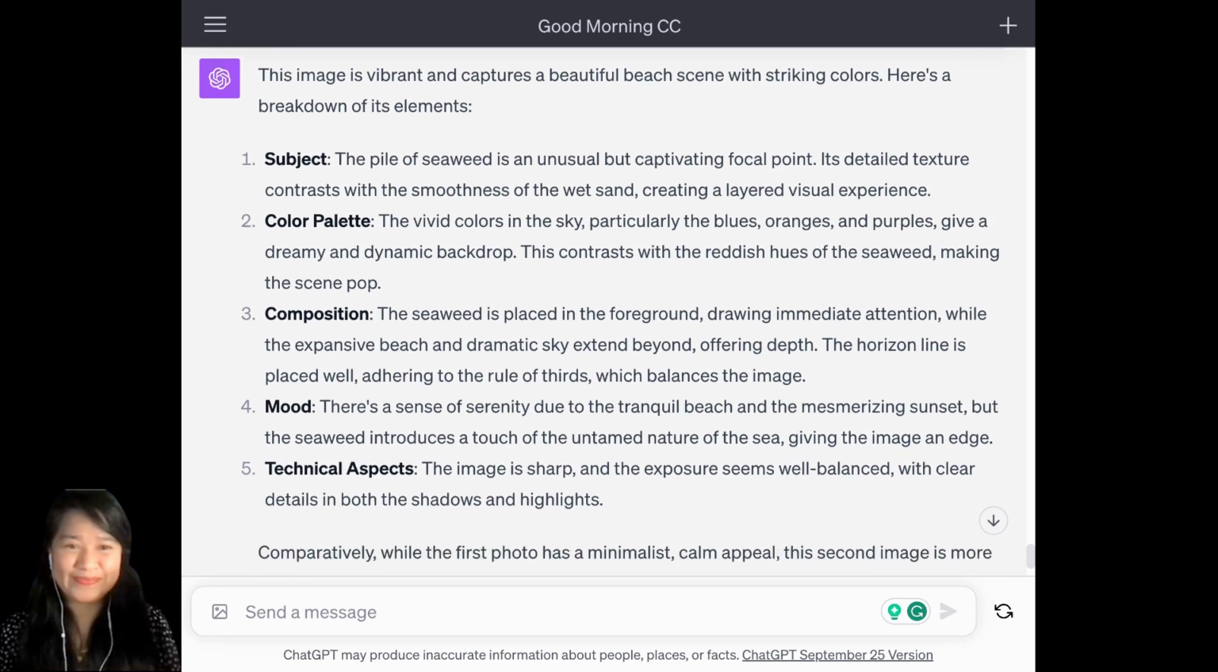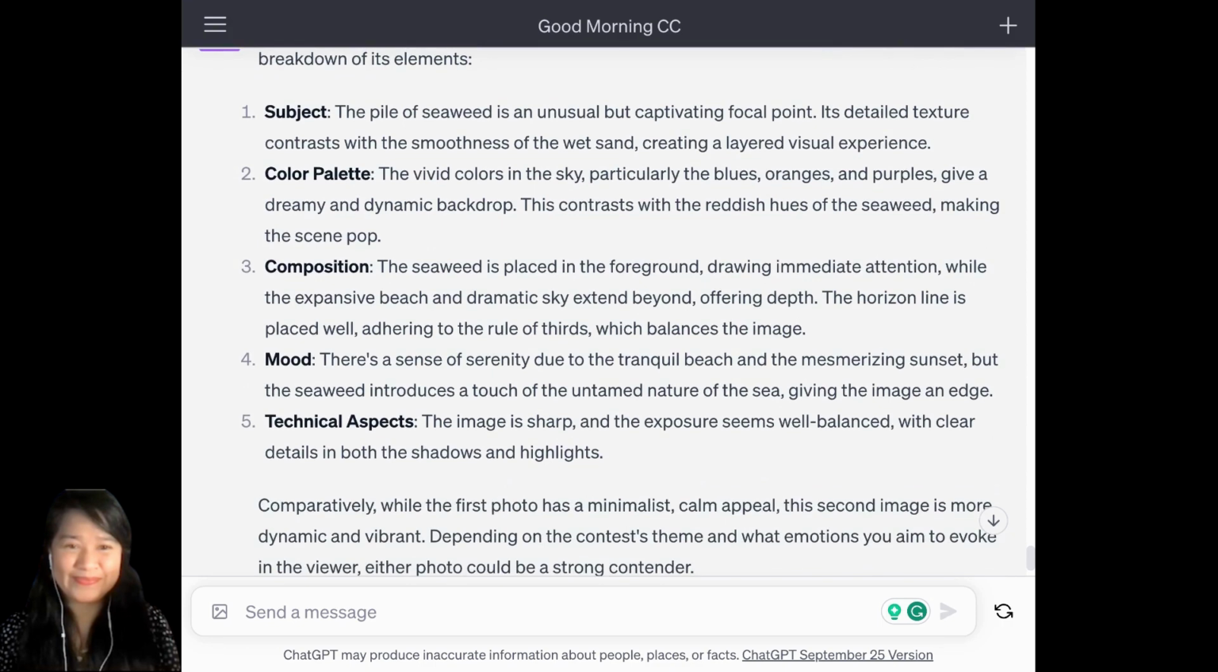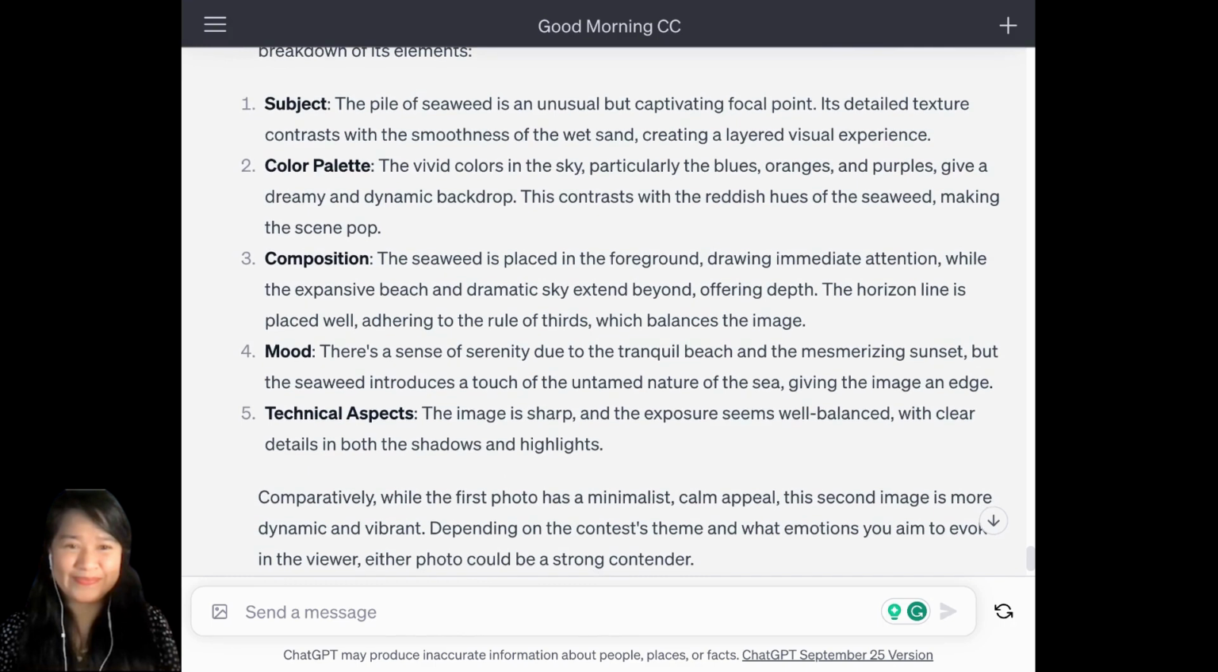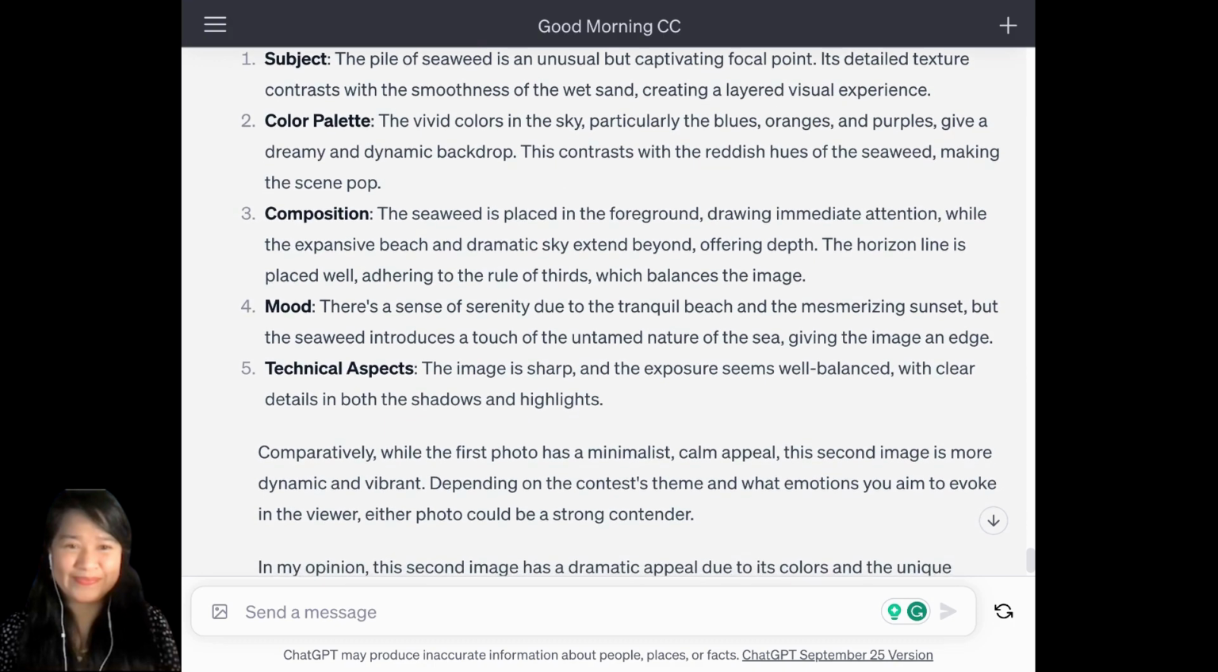I agree. Composition. The seaweed is placed in the foreground, drawing immediate attention, while the expansive beach and dramatic sky extend beyond, offering depth. And the horizon line is placed well, adhering to the rule of thirds, which balances the image.